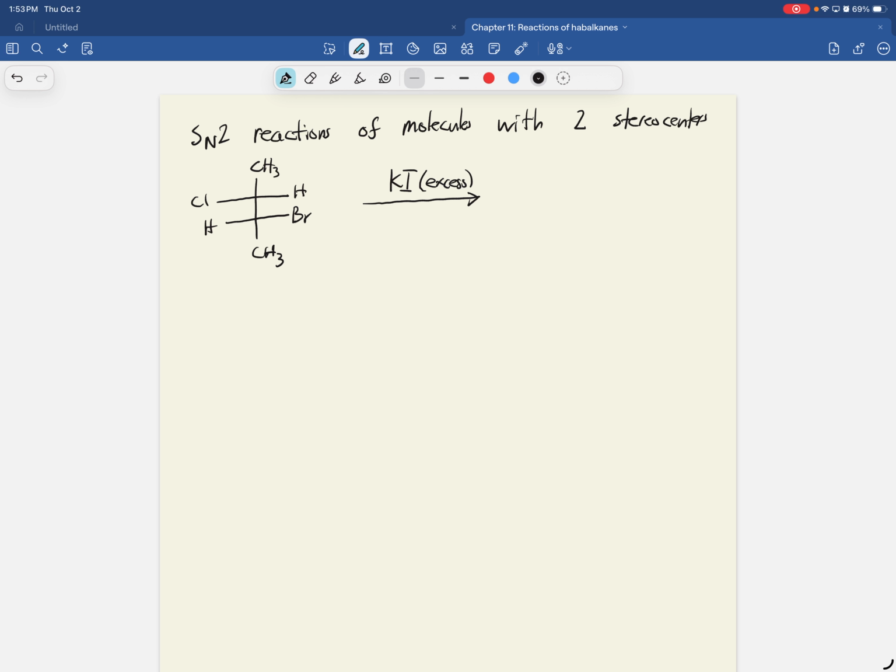In my starting reactant, I have two chiral centers, and they both have halogens, so good leaving groups. So bromine can potentially be substituted, but also chlorine. Okay, so KI, if we add iodide in excess, in theory what we're adding is I minus, the source of I minus right here. So when you do that, what do you think is going to happen?